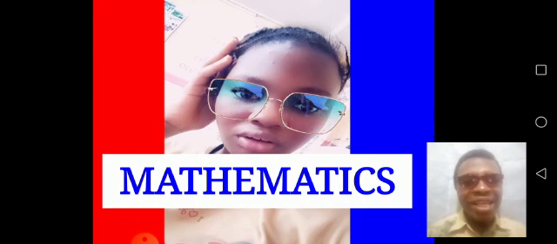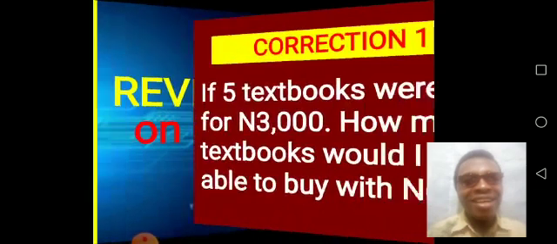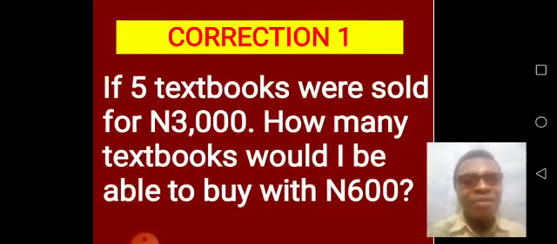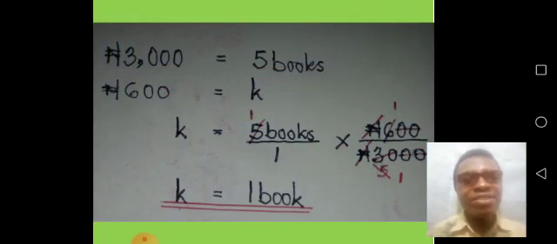Today in mathematics, we'll be looking at correction to revision 4 on examination. All right, correction 1. If 5 textbooks were sold for 3,000 naira, how many textbooks will I be able to buy with 600 naira? And so we have 3,000 naira was able to buy 5 books. If we reduce the money to 600, now we'll have K number of books.